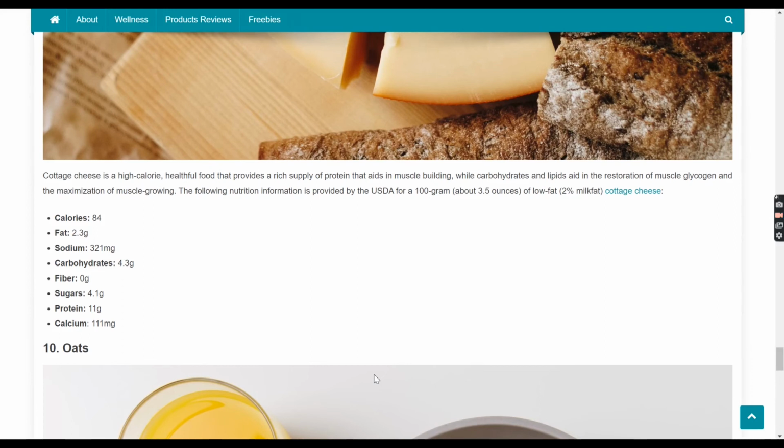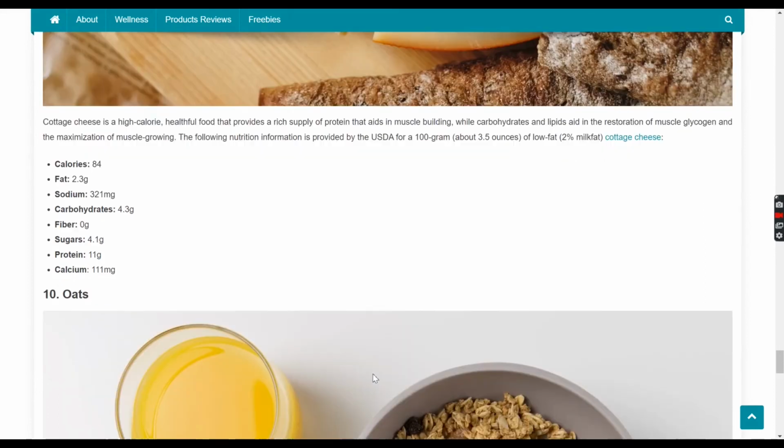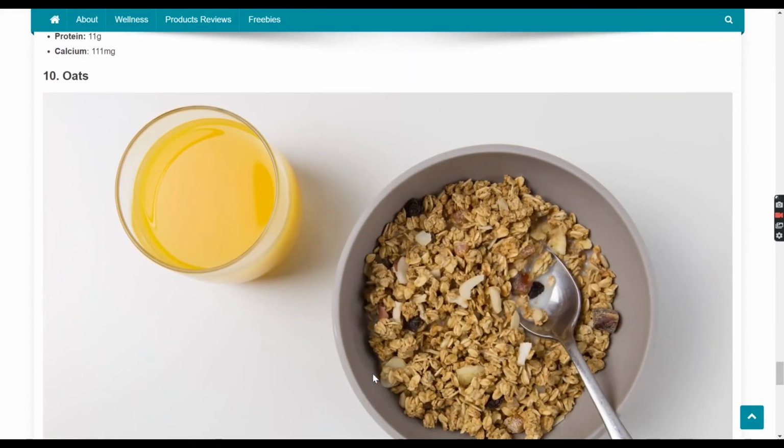Calories, 84. Fat, 2.3 grams. Sodium, 321 milligrams. Carbohydrates, 4.3 grams. Fiber, 0 grams. Sugars, 4.1 grams. Protein, 11 grams. And calcium, 111 milligrams. And last but not the least, oats.